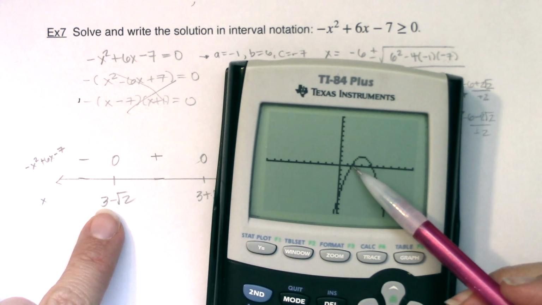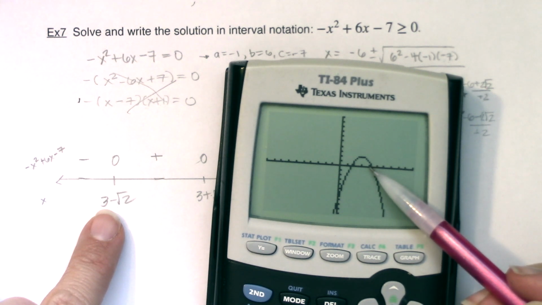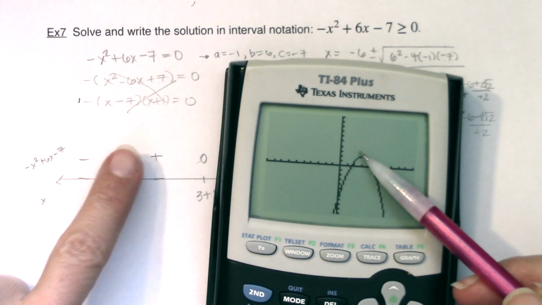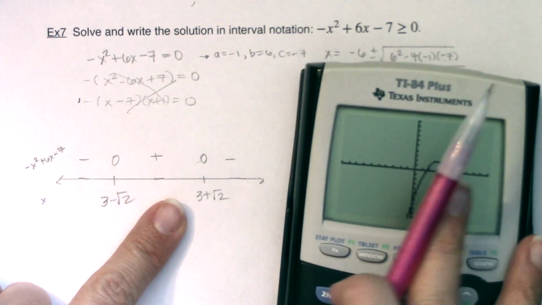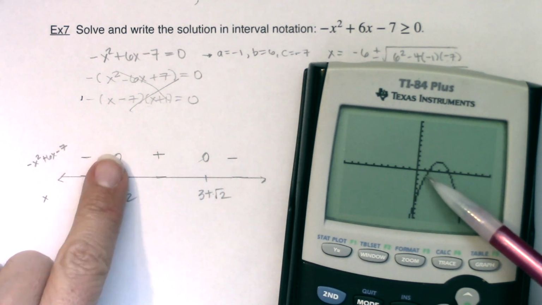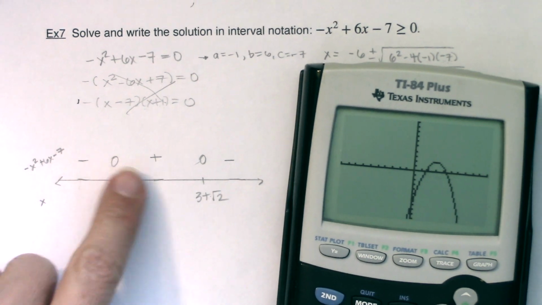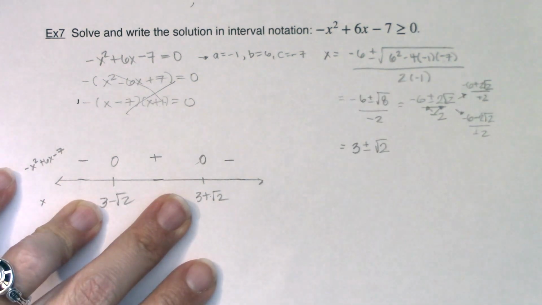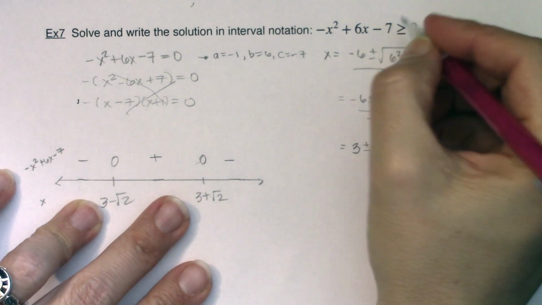All right. That could be 3 minus root 2. That's about 1.6. And this is about 4.4. So I think I've graphed that correctly. And I did go below, above, below. Oops, excuse me, let me do this again. Below, above, below, crossing the x-axis twice. So far my algebra work is matching my graph. That's a good thing.